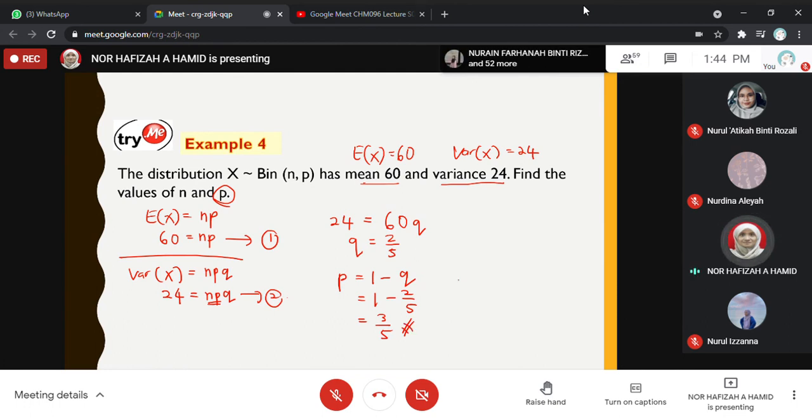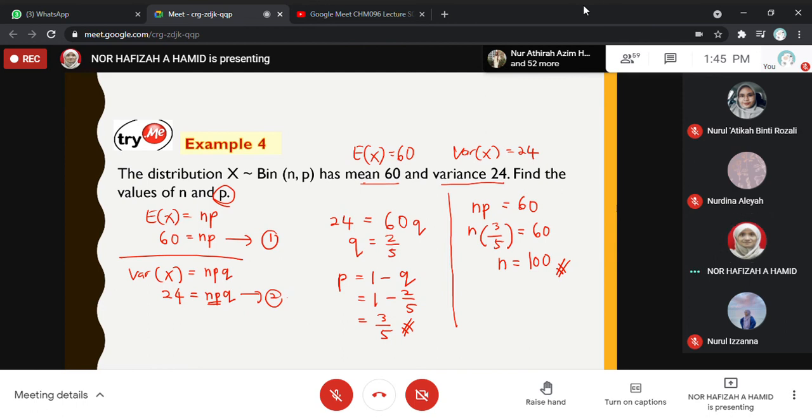Next, you can find N. You can substitute into equation 1 or into equation 2. For example, I substitute P into equation 1. So from 1, we have NP equal to 60. So N, substituting P with 3/5, equal to 60, and you have N is equal to 100. Okay, so you get N equal to 100 and P is equal to 3/5. So this is example 4 for the binomial distribution.